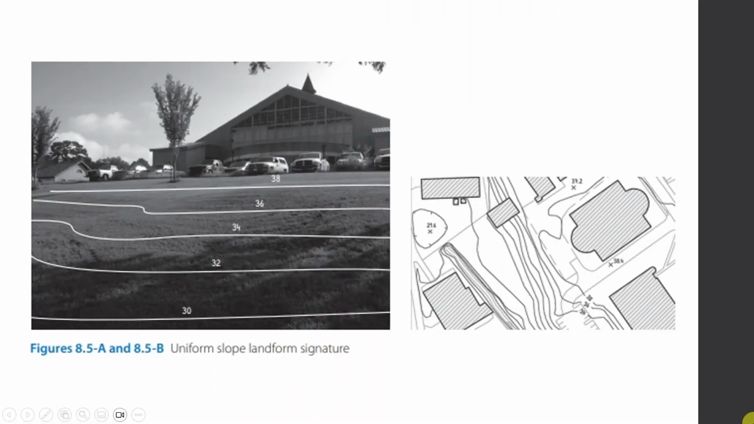A uniform slope is a pretty easy signature to read. It's a group of parallel lines. So take a look here. We have a slope coming down the hill in this direction, and your contours are a series of mostly parallel, of course they're not perfect, lines, right? In the plan here, you can tell that this is a uniform slope because the lines are parallel to each other and equally spaced.